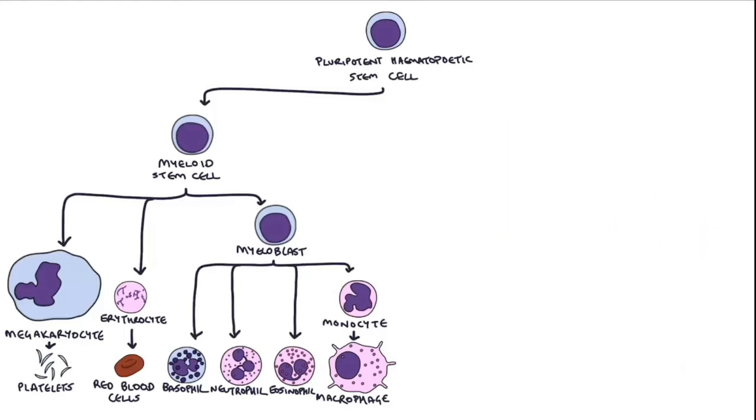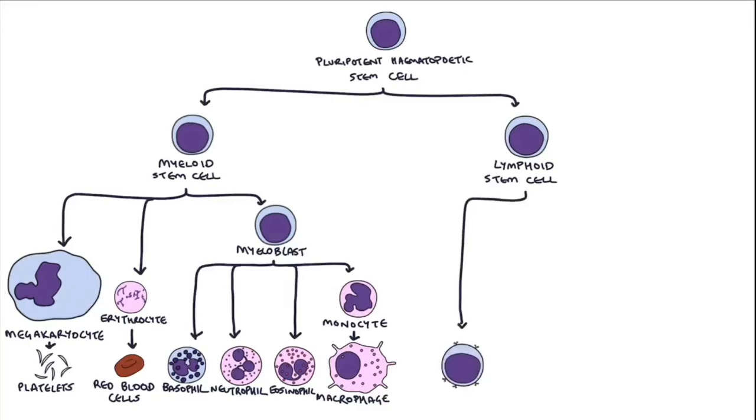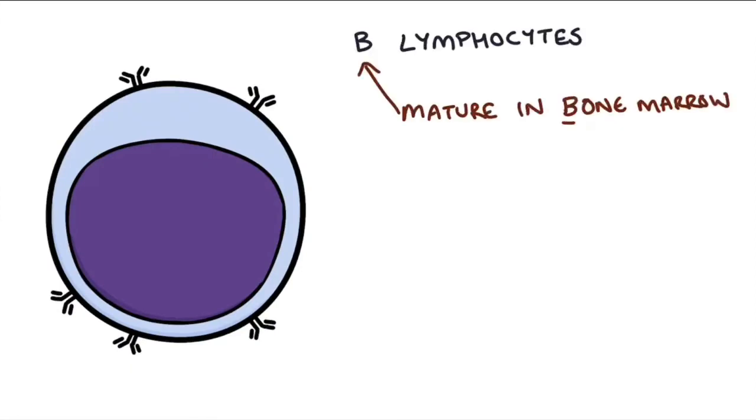So next, let's look at the cells of the specific immune system, and these result from the lymphoid stem cell. So the lymphoid stem cell, through a series of intermediate steps including lymphoblasts, can become one of three types of lymphocyte. The first is the B lymphocyte, or B cells. They're called B lymphocytes because they mature into this type of lymphocyte within the bone marrow itself.